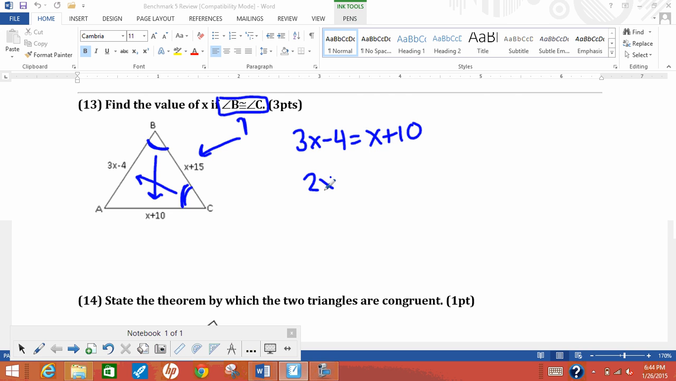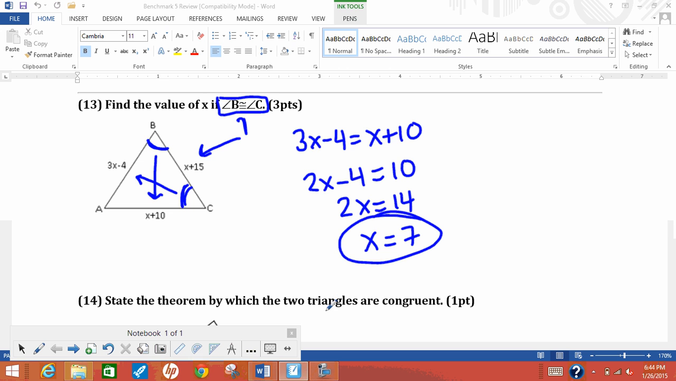Subtract x from both sides. Add 4. Divide by 2. And get the value of x to be 7. In the event where I would be looking for the perimeter of this triangle, all I would need to do is plug 7 in for x in all of these expressions, and then add them all together. But in this case, all I want is the value of x.